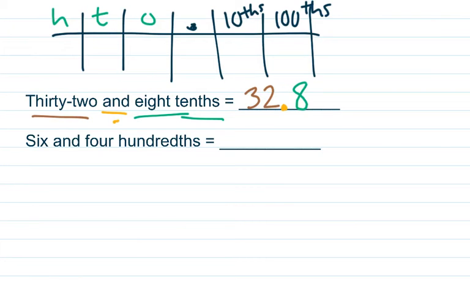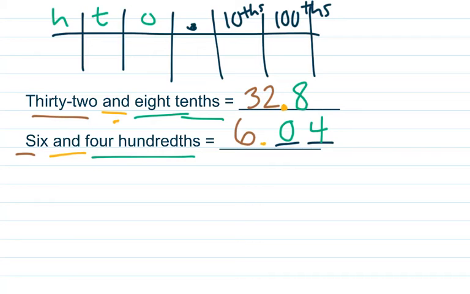The next one, I have 6 and 4 hundredths. So I have 6 as my whole number, and now I have 4 hundredths. Well, let's think. First place value is tenths. The second place value is hundredths. If I have 4 hundredths, that means my 4 is in the hundredths place. What that would mean, I wouldn't have any tenths. So I'm going to put a 0 in my tenths place. So I have 6 and 4 hundredths.